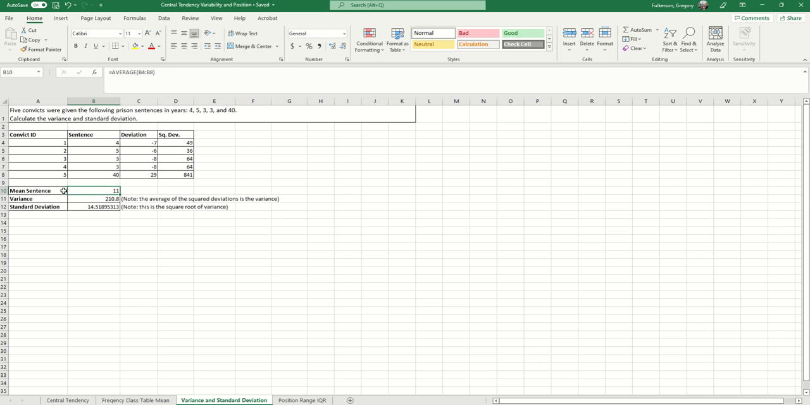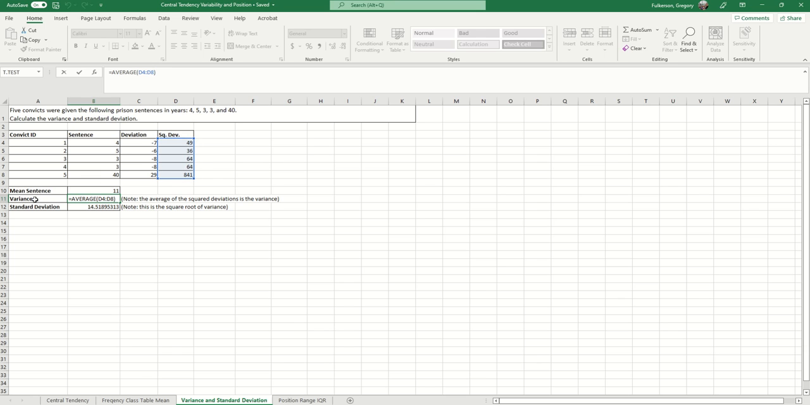Okay, so now we have the mean sentence, and then what's the variance? The variance is the average of all of the... Sorry, we don't have the sum there. We didn't calculate the sums.